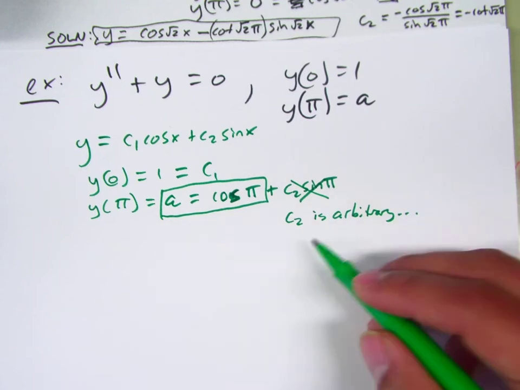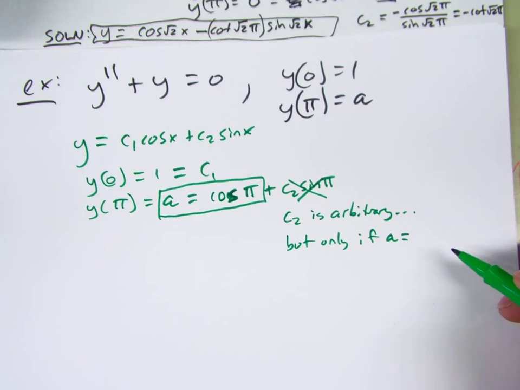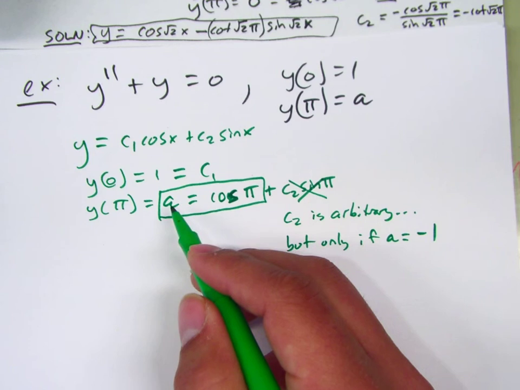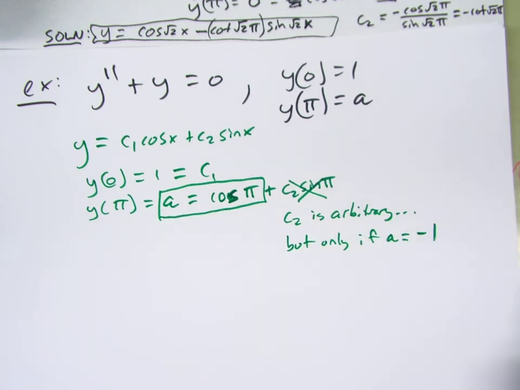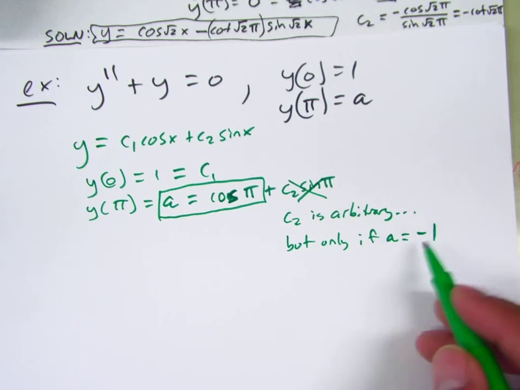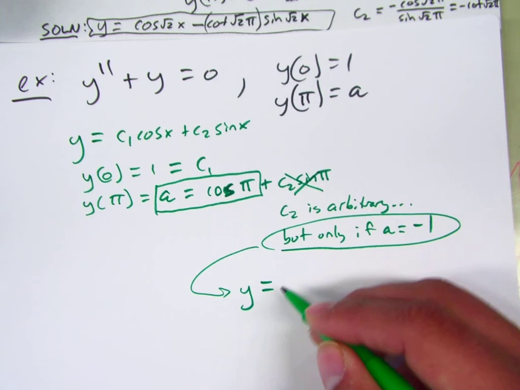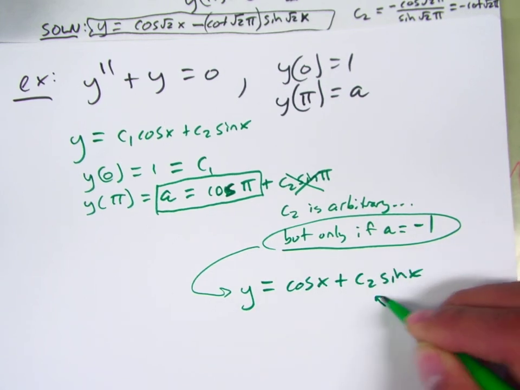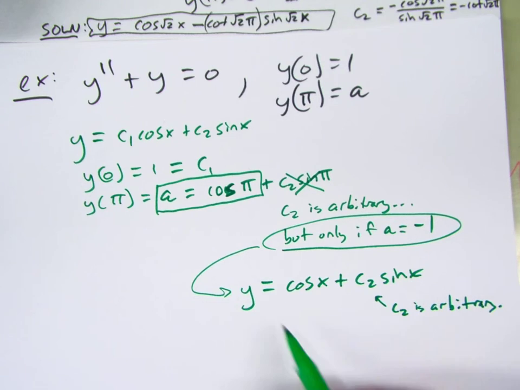What does a have to be? What's the cosine of pi? Okay, so this equation would only be valid if a was negative 1. So only if a equals negative 1, the solution is going to be y equals cosine of x plus C2 sine x, where C2 can be any number. Otherwise, we don't have a solution.